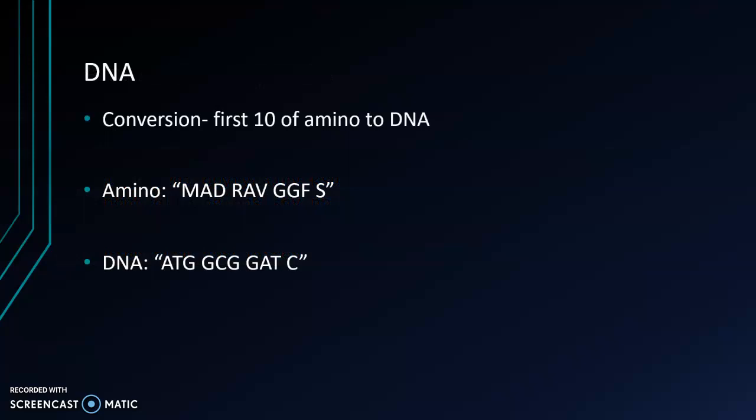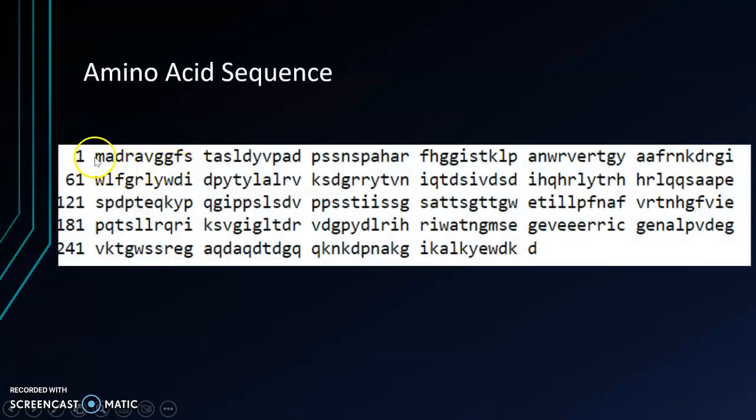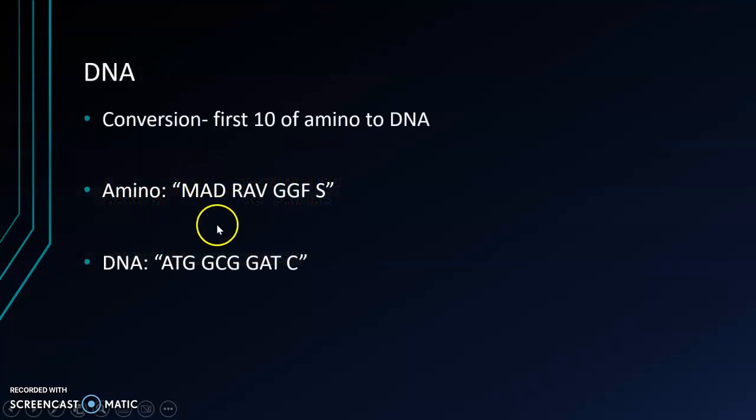So we're going to start with DNA first. The conversion can be done through using codons, which is going to be kind of complex, and we can go over that in other videos. But in this video, what we're just going to look at is what the translation roughly looks like. So here's our amino acid for our first 10. If we want to go back, we can identify that these are our first 10. And this is what it's going to look like in our DNA form.